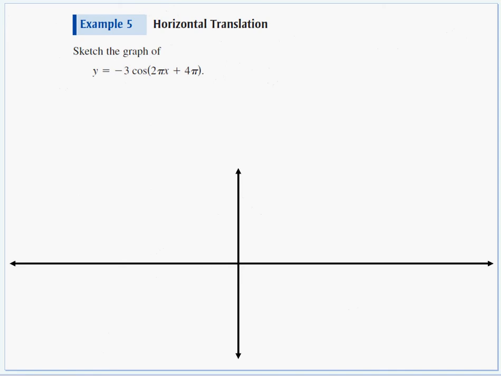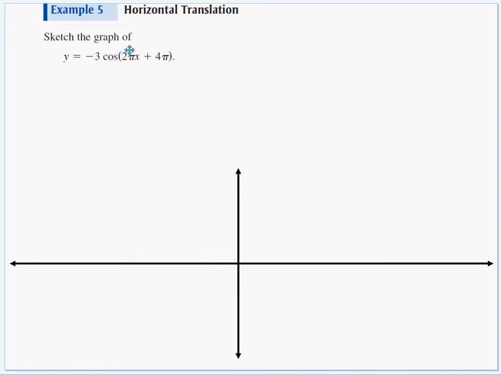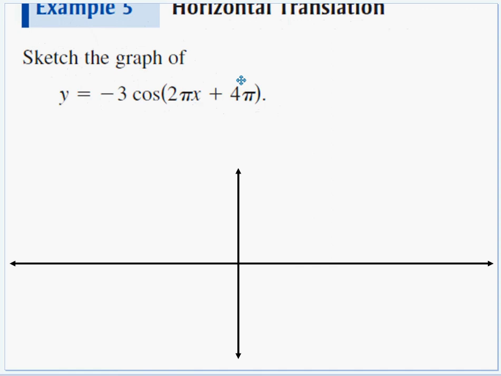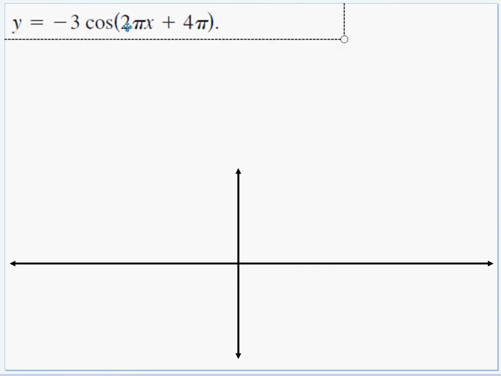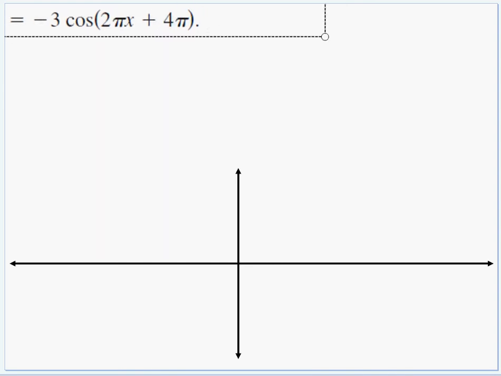Ooh, now this one's got some interesting stuff going on in it. Looks pretty complicated. Negative 3 cos 2 pi x. That's weird to have a pi in there with the x. And then here is our left or right shift. So let's start with the easy stuff. Amplitude is 3. So we're going to go from 3 to -3 on the y-axis.